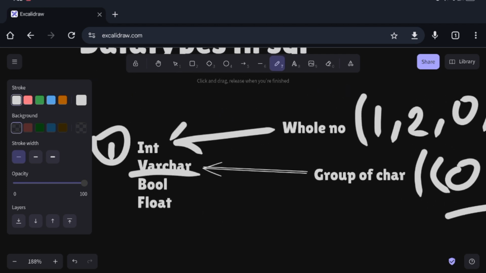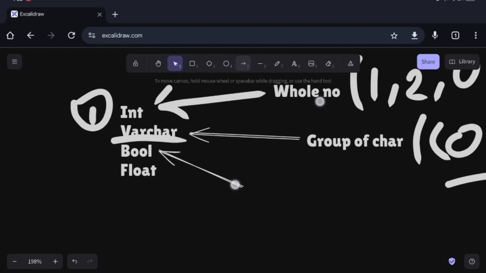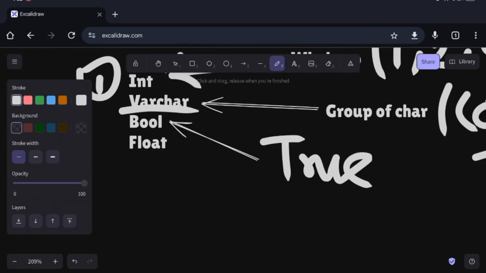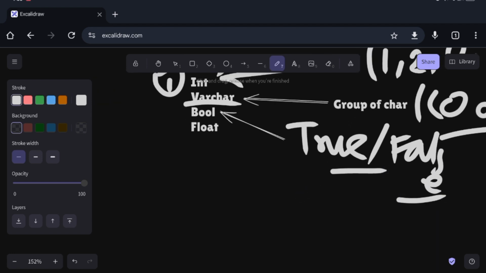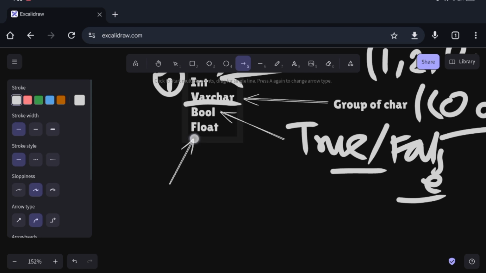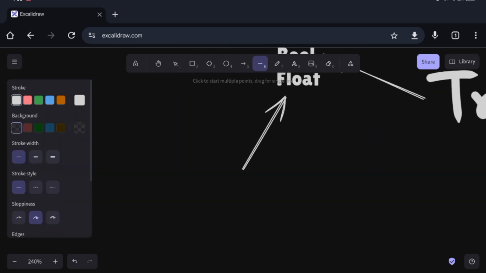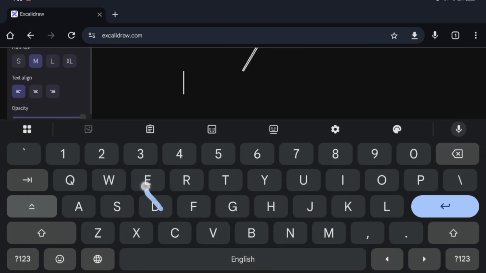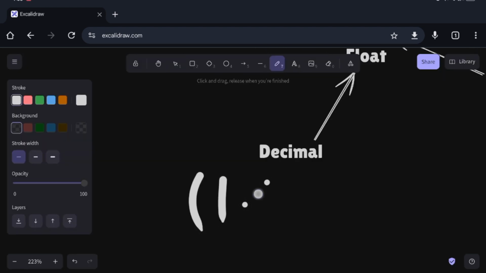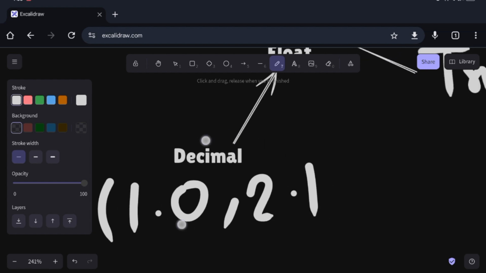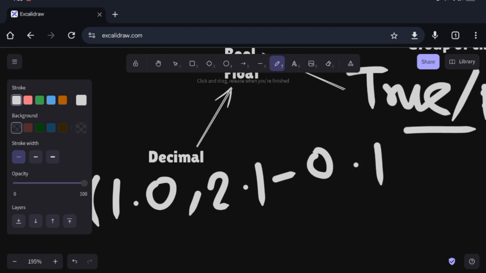If we talk about the boolean, it is also known as bool. That is nothing but the value which is present in the true or false form. And the float is the value which is present in decimal form, like 1.0, 2.1, minus 0.1, or anything else.